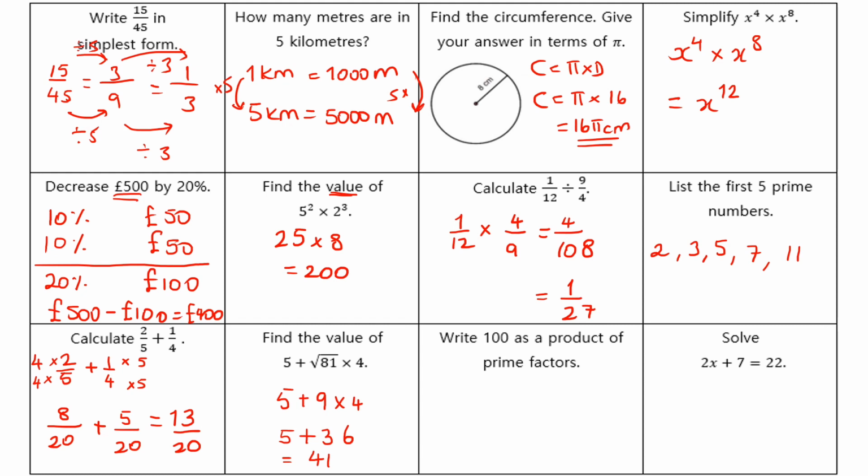41. Write 100 as a product of prime factors. So 100 could be divided by 2 actually, and 2 being the prime number. First prime number is 2. We're going to circle that. 2 times 25.